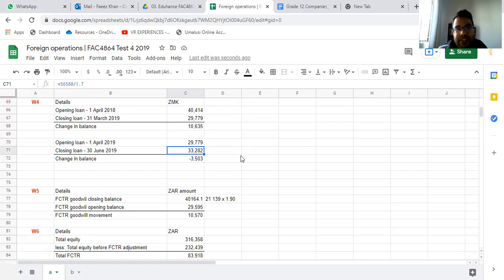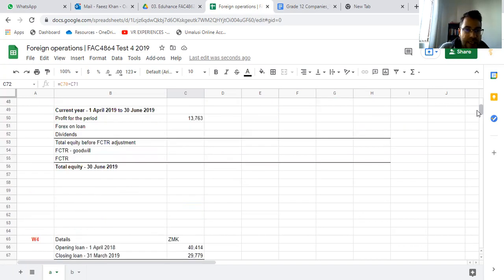Now, a forex loss, what is it? What does a loss do to profit or loss? It decreases profit or loss. So that 3503 is going to decrease the profit.